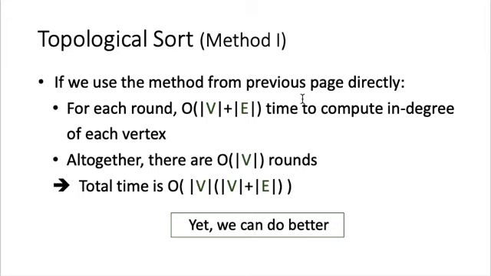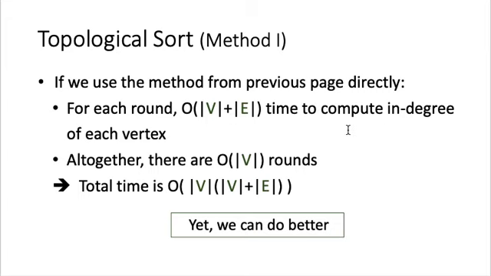So this is actually our method 1. Let us analyze the running time of this method. When we run this, we will need order V plus E time to compute the in-degree of each vertex.